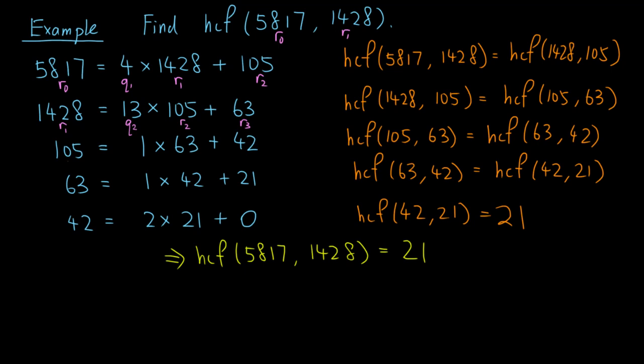Notice that R3 is strictly less than R2. We continue to apply the division algorithm to R2 and R3 to get Q3, which is 1, and R4, which is 42. Repeat the division algorithm again to get Q4, which is 1, and R5, which is 21. Finally, we get Q5, which is 2, and R6, which is 0. Since R6 is 0, the HCF is the previous remainder, in other words, R5, which is 21.